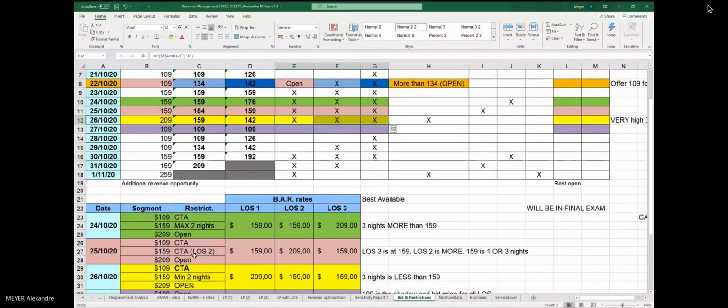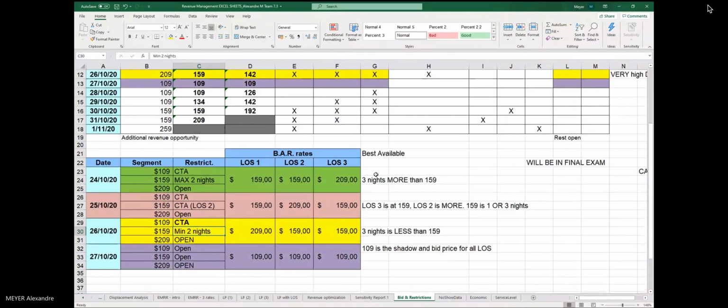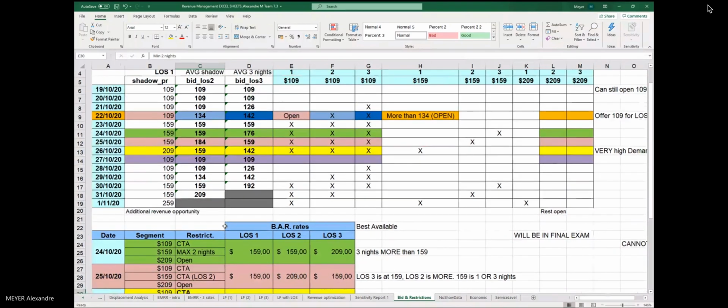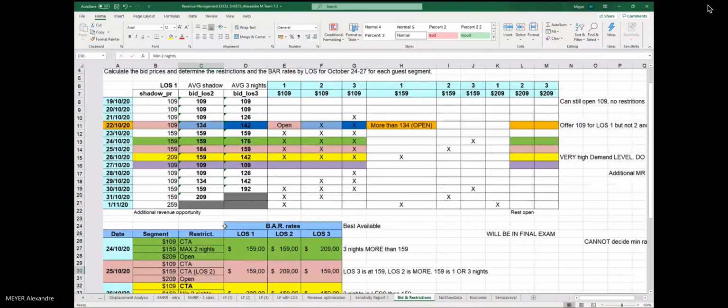So you're not going to open the $109 rate class at all, because in any length of stay, your room's value exceeds it. So that's why you'd have that. And then here you'd have minimum 2 nights, because at 159, you have an LOS minimum of 2. If you sell any lower, you end up not making as much money as it's worth.